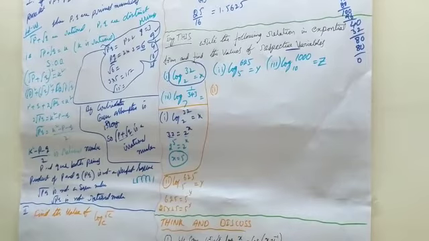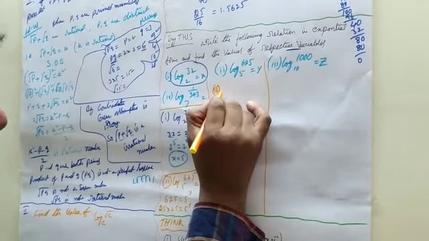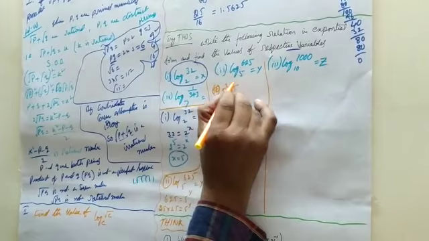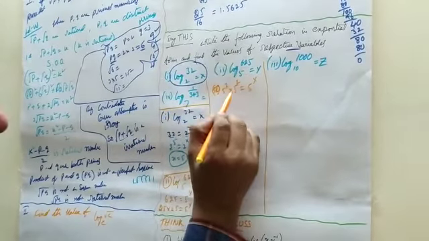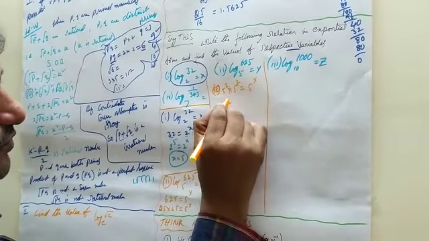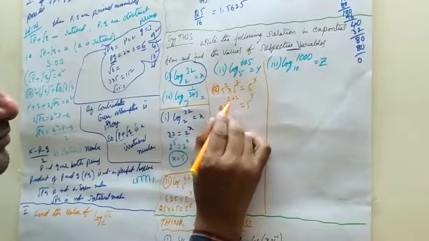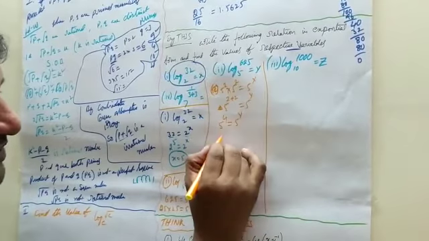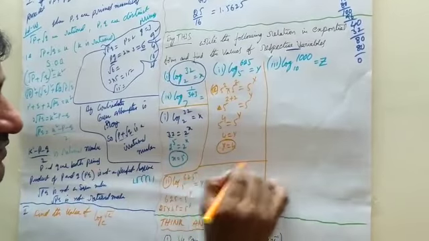25 means 5 squared, and the other 25 also means 5 squared, equal to 5 power y. Using a power m into a power n is equal to a power m plus n, we get 5 power 2 plus 2, that is 5 power 4, equal to 5 power y. Again bases are equal, so powers are equal. Therefore y is equal to 4.